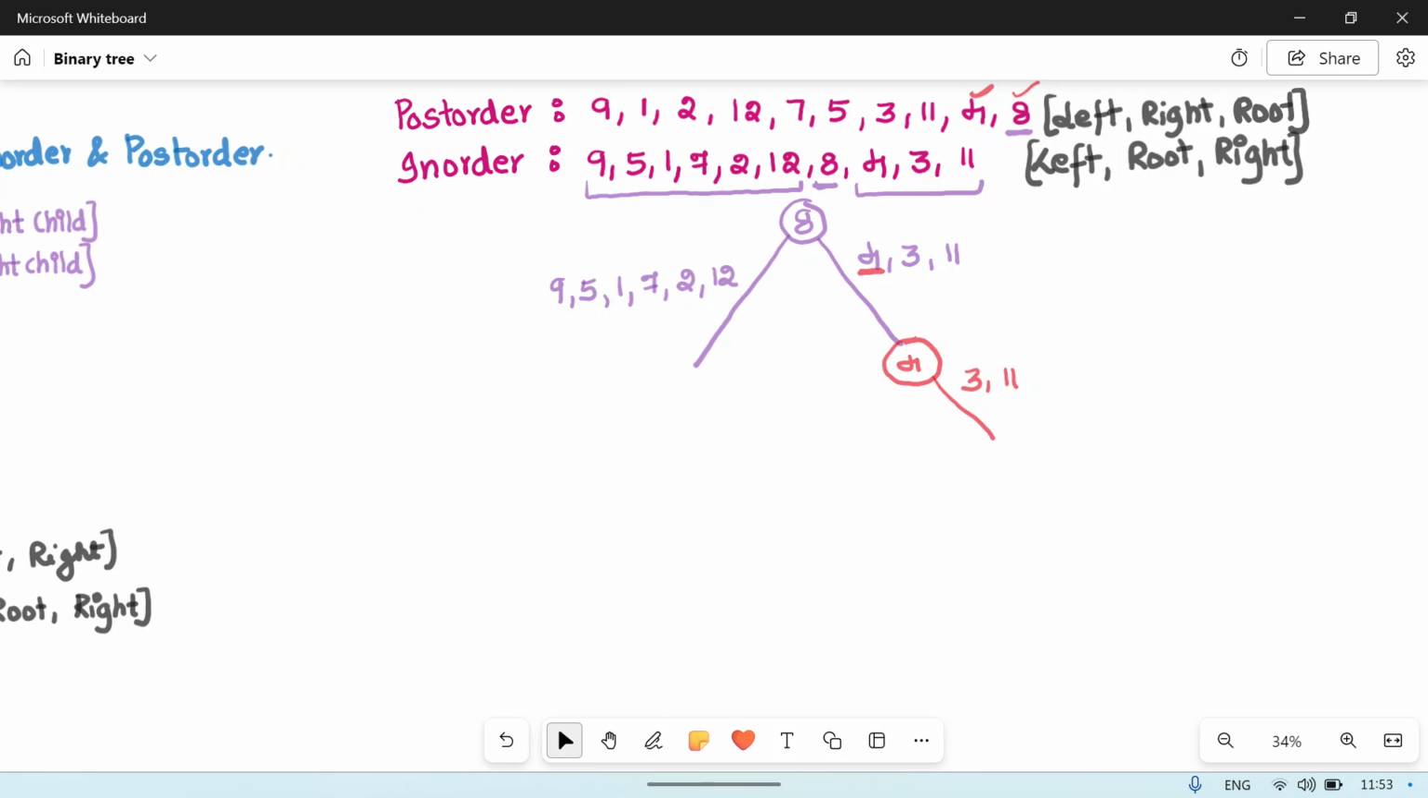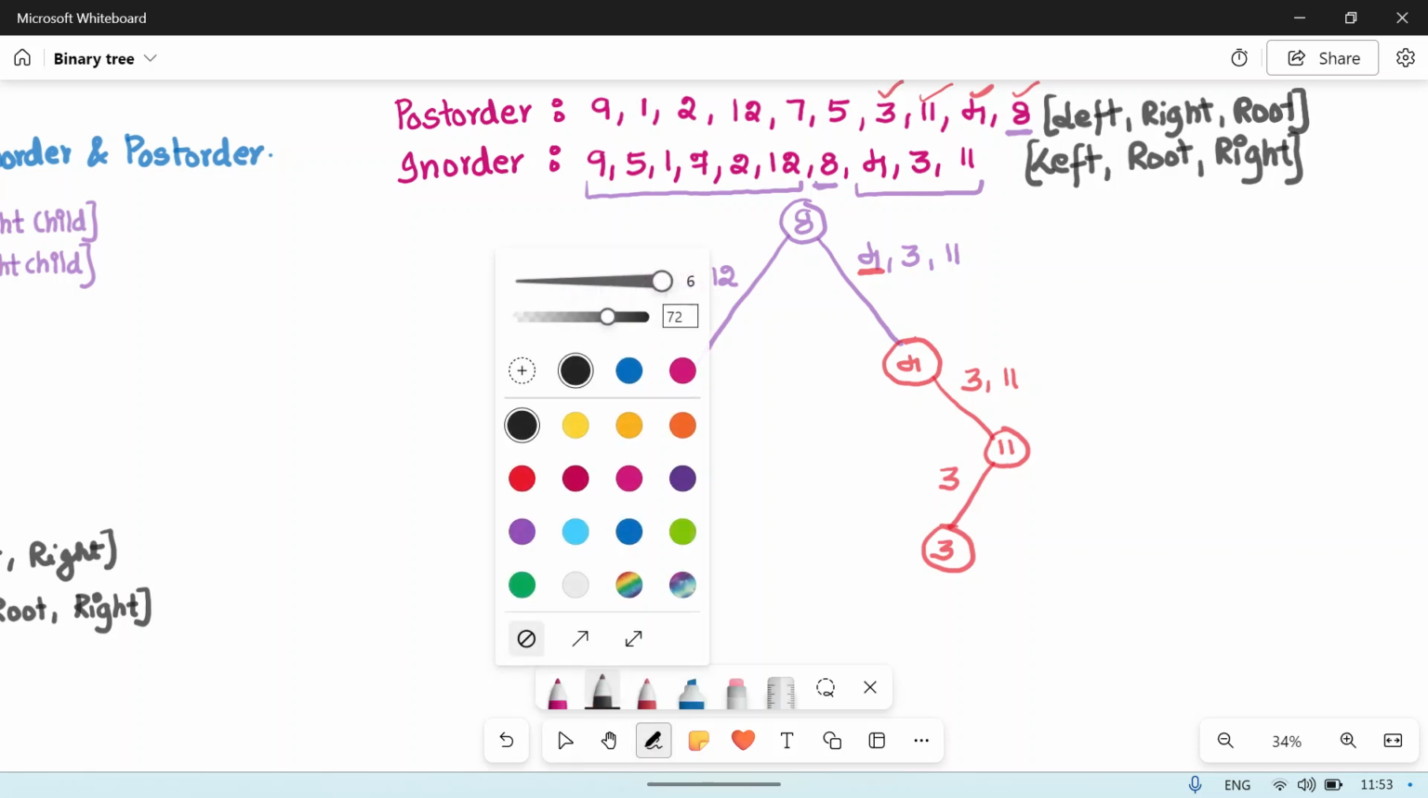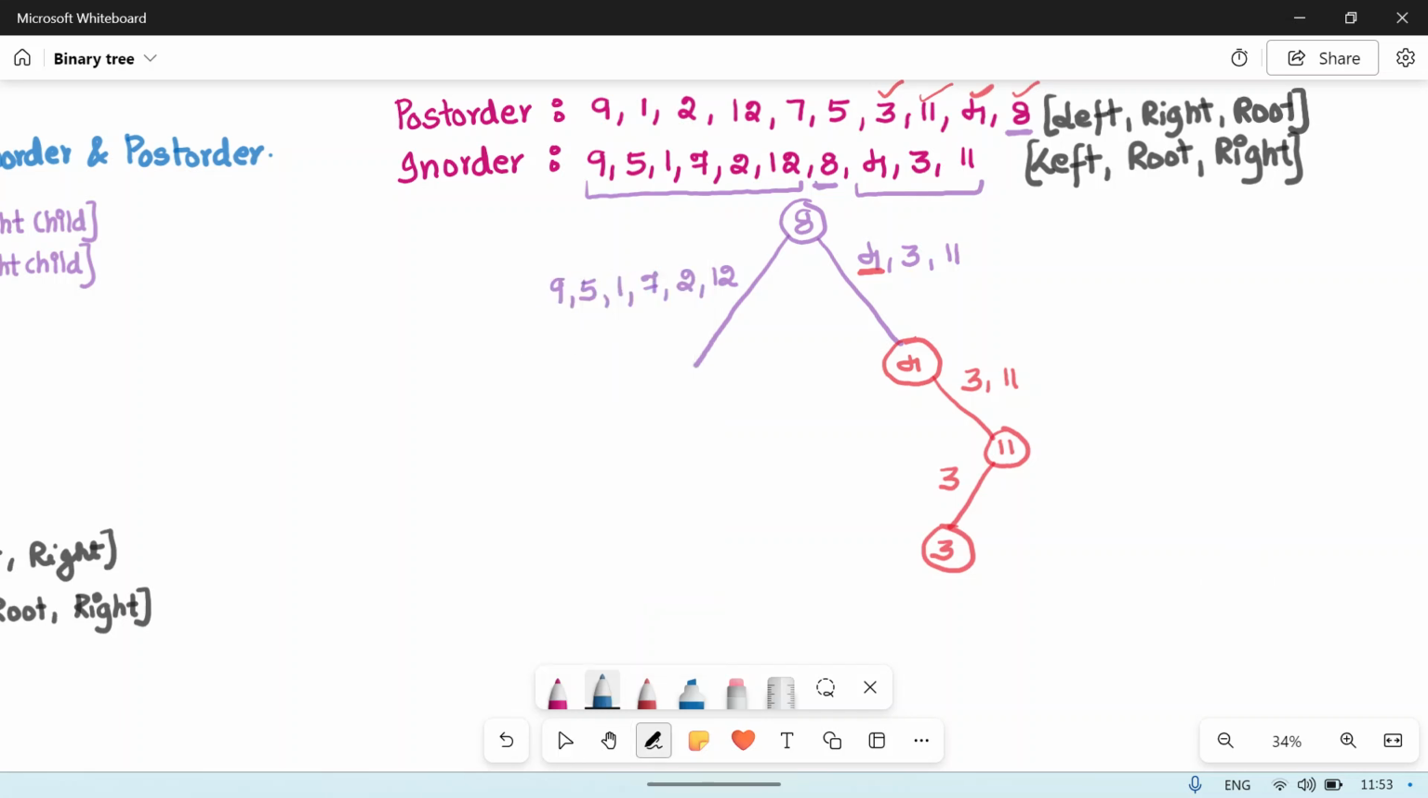So the next value that we have is 11. So 11 becomes the new root. And if I have written 11, what is to the left of 11? 3. What is to the right of 11? Nothing. So to the left of 11, I have 3. So I've included 3 also. Now, let's do the left side.